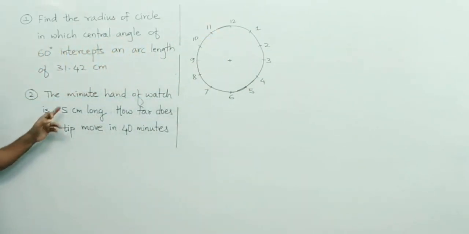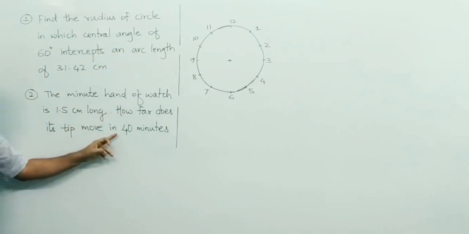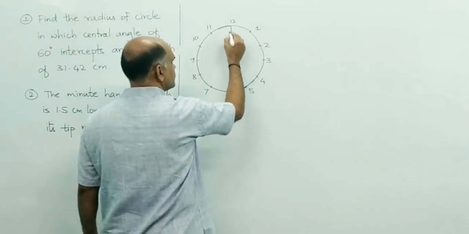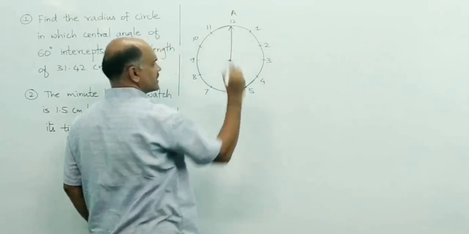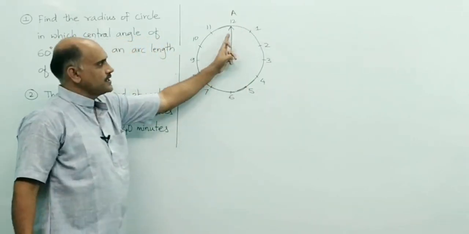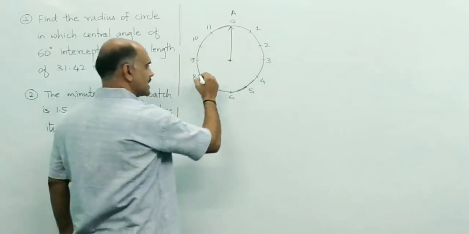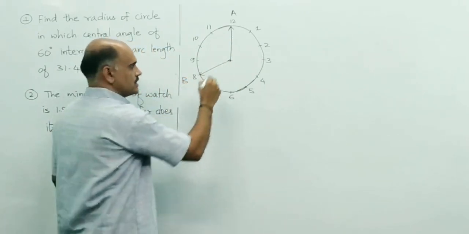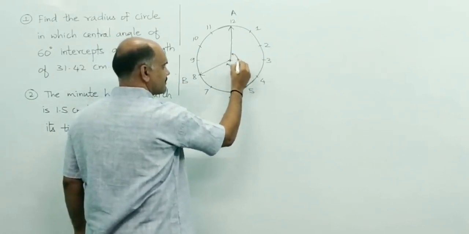So you are required to find for the minute hand, how far does its tip move in 40 minutes? Initially I will take the minute hand is on 12. This I will take as point A. In 40 minutes it will move, which means it will come to 8. It will come over here. This is B. So in 40 minutes it has covered this much angle.